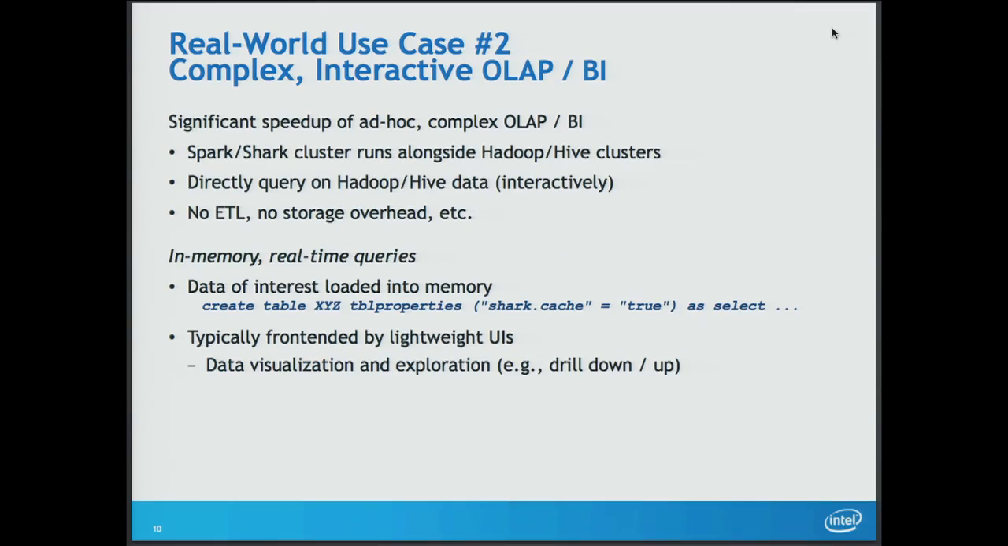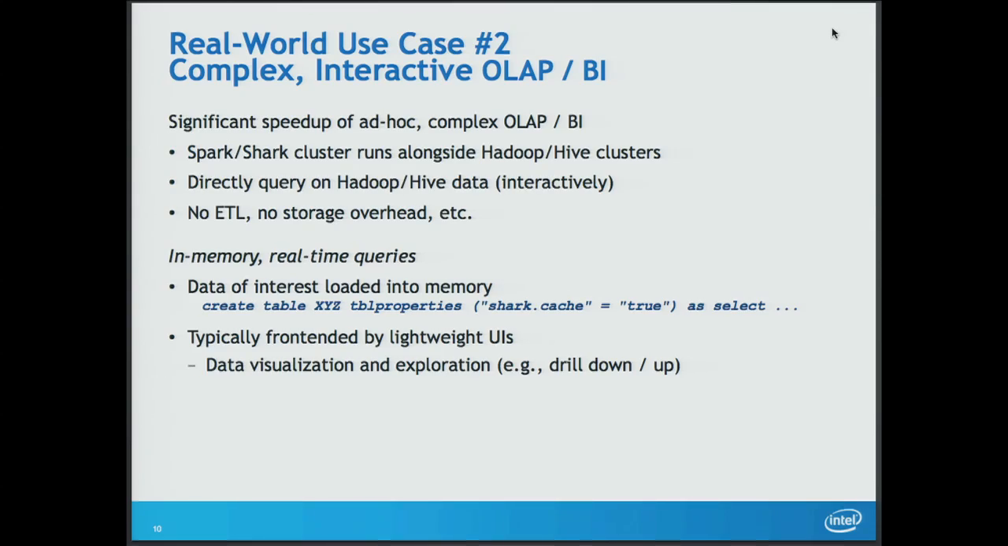So that's a real-time log aggregation. The next use case we are working on is really about those very complex OLAP analyses in an interactive fashion. So we use Spark and Shark to significantly speed up the ad hoc complex OLAP queries.